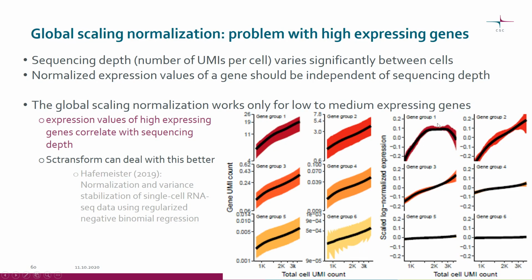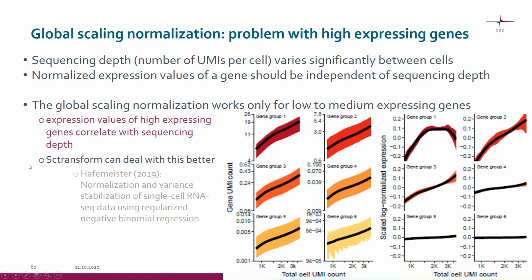However, if we look at these gene groups, which are high expressors, we can see that it doesn't actually flatten out at all. And these are the problematic ones. So here we still have this relationship that if a cell has more UMIs in total, then the expression values of a gene tend to be higher. So this is non-biological variation that we need to get rid of.